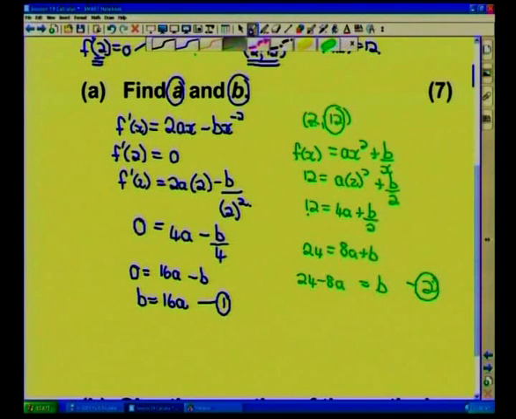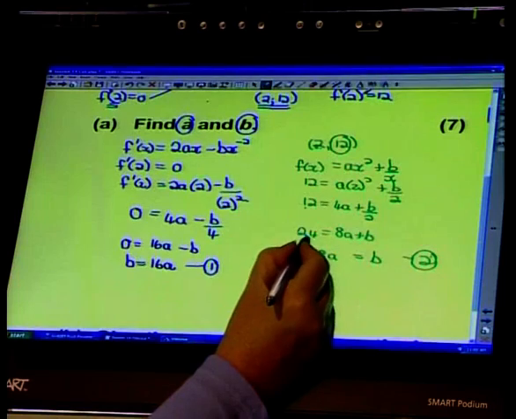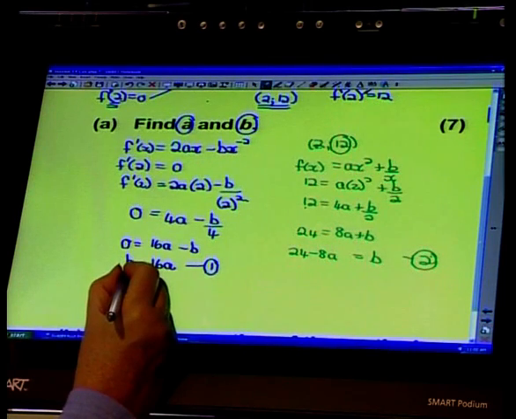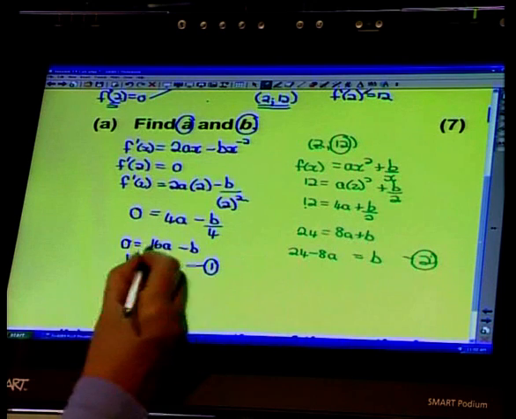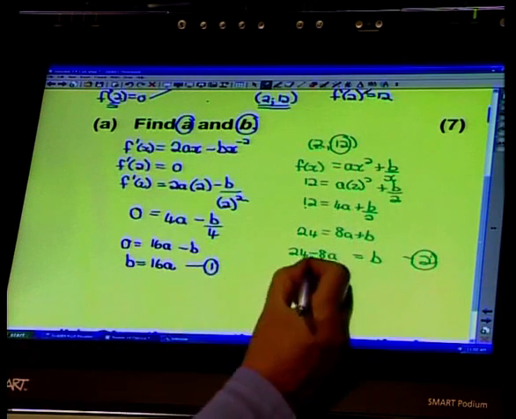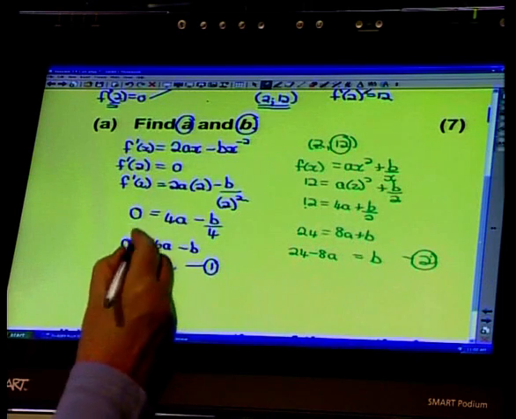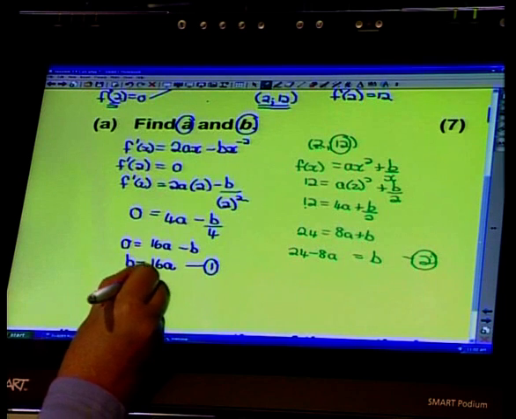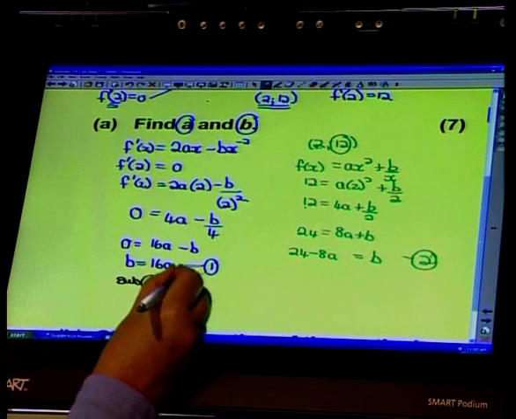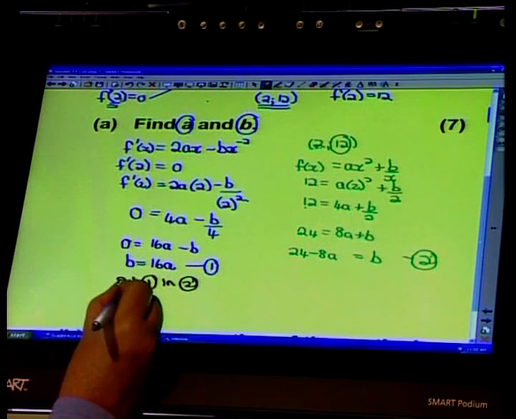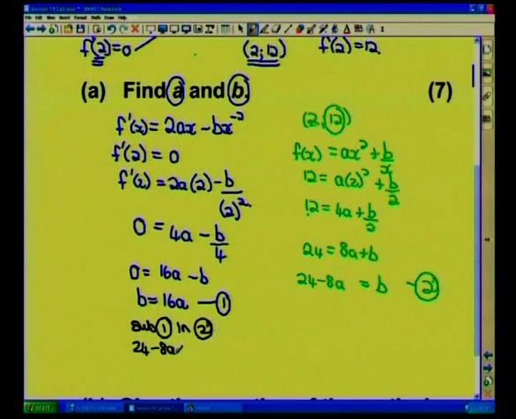Now, I said if you wanted to. So if you didn't want to, would it have made a difference? It wouldn't have, because that would have been your equation number 2. And all you would have done is substituted equation 1 into that one. Now, the way I've done it, we've got equation 1 and equation 2, and they're both equal to b. So that means we're going to substitute 1 in 2. Doing that, I'm going to get 24 minus 8a equals 16a. Just to emphasize, this is that part, and this is this part.